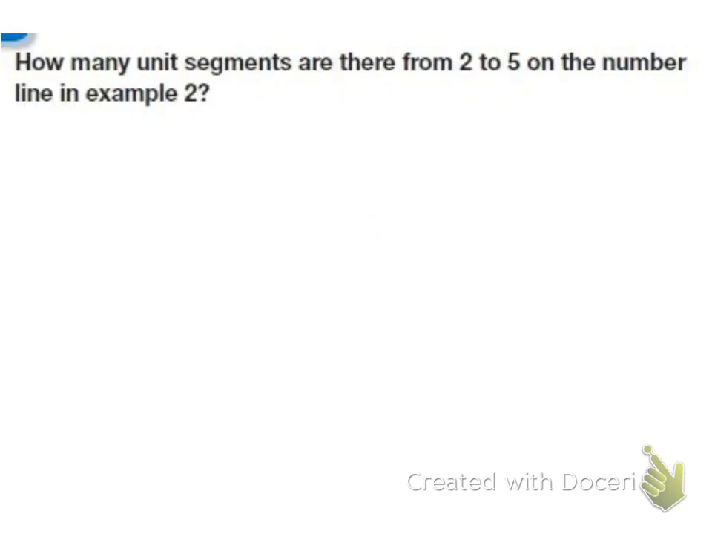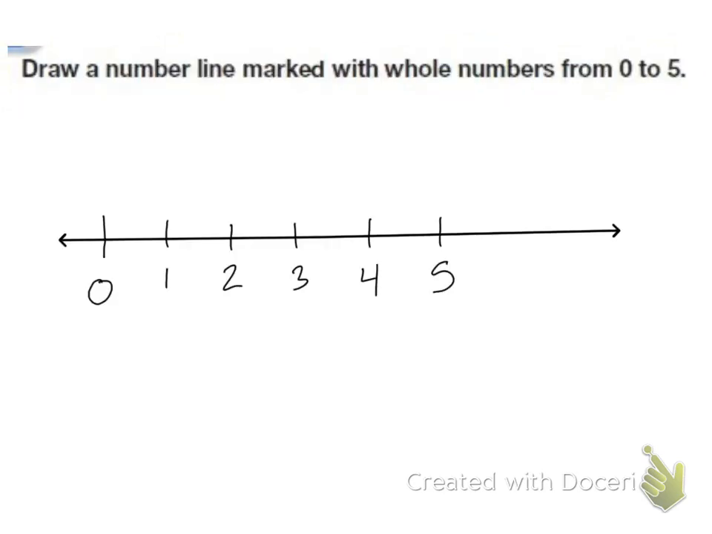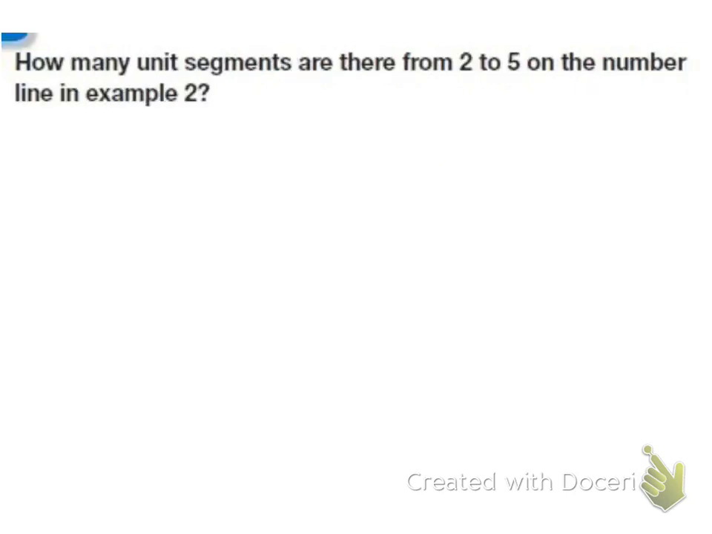This says, how many unit segments are there from 2 to 5 on the number line in example 2? So we go back to this and we want to go from 2 to 5. I'm going to count the segments starting at 2. So there's 1, 2, 3. So I have 3 segments between the numbers 2 and 5.